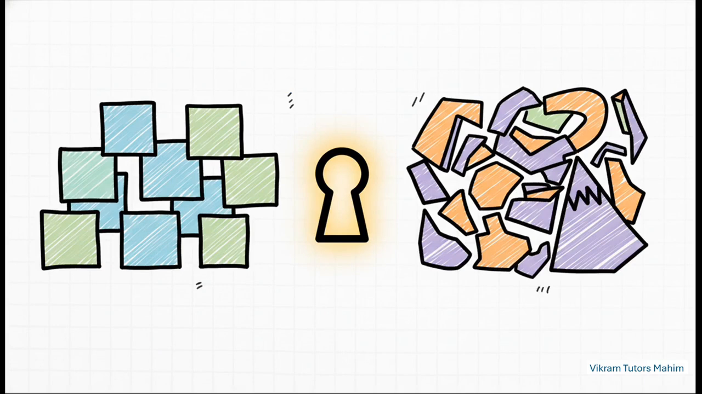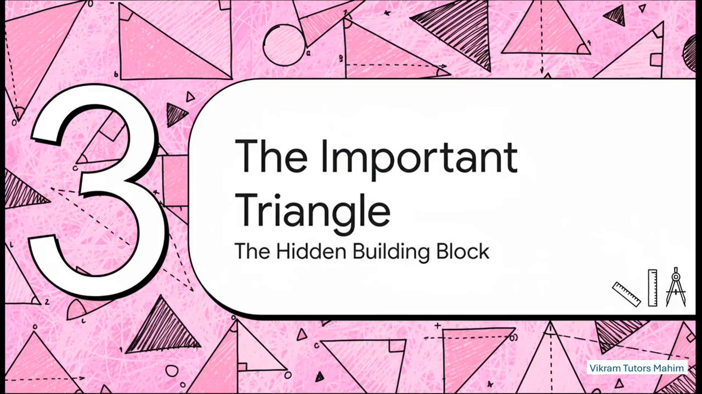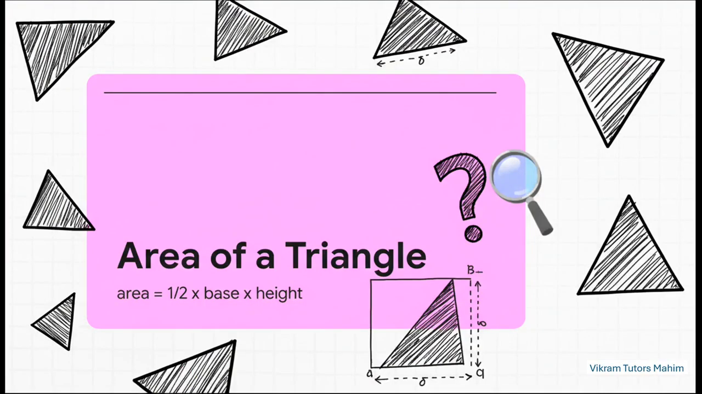But what about more complex shapes? The weird ones with angles and stuff. How in the world do you measure those? Well, this is where it gets really cool, because it turns out there's a secret key that unlocks pretty much everything else. And that key is the all-important triangle. Yeah, the humble triangle. It might seem like just a basic shape, but it's actually the hidden building block of almost every other shape. Seriously, if you can get your head around triangles, you're going to be able to measure almost anything. So the area of a triangle, the formula is 1/2 times base times height.